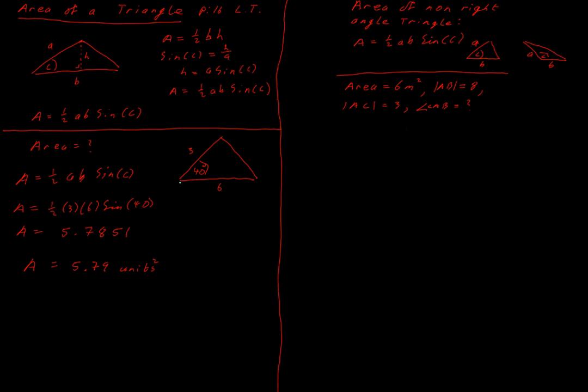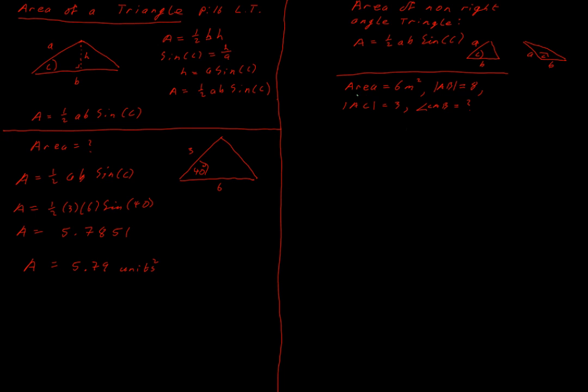But if I had an angle of 140 going up this way, and I had the same two sides, 3 and 6, I'd get an equal area to that triangle because it would end up having the same perpendicular height. So let's look at that in practice here.